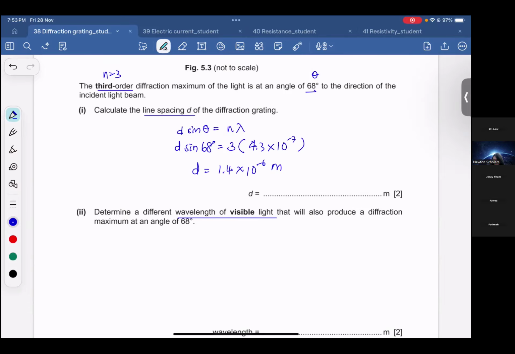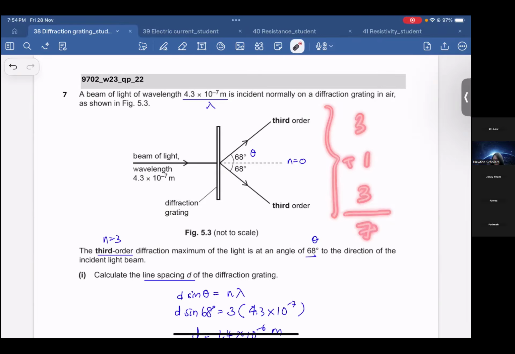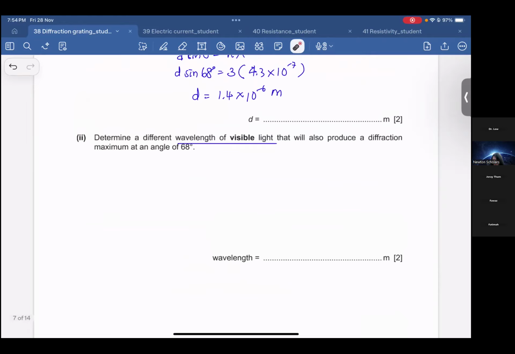Vashini, correct. Okay, so again, can you see that the angle is measured from the center going up? For the third order, we get n equals 0, n equals 1, until n equals 3. Going down is also n equals 3. If they ask how many total bright dots we can observe, the answer will be 3 plus 1 plus 3, so it's 7.